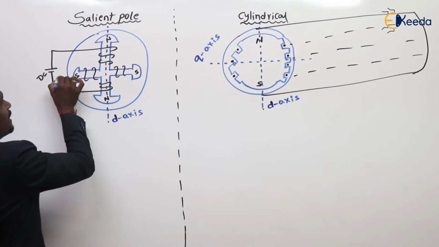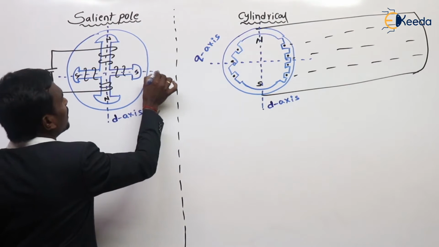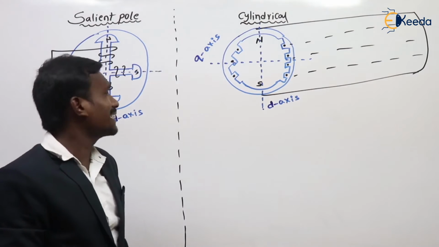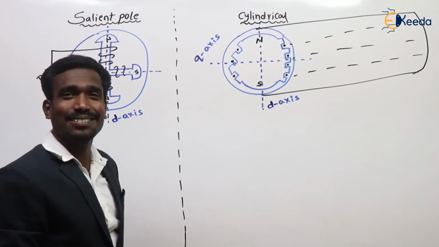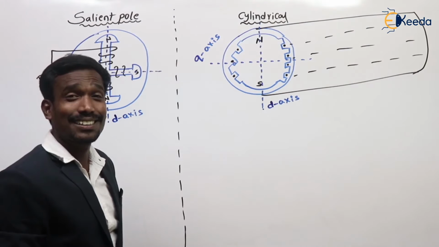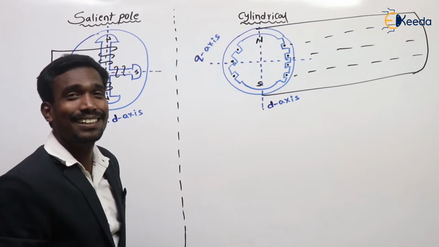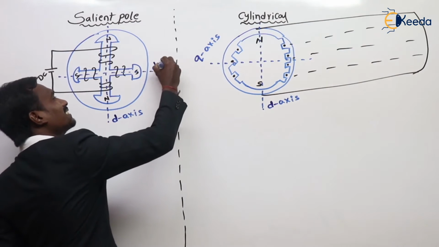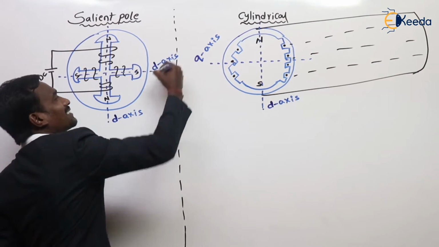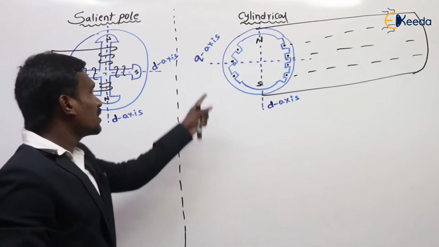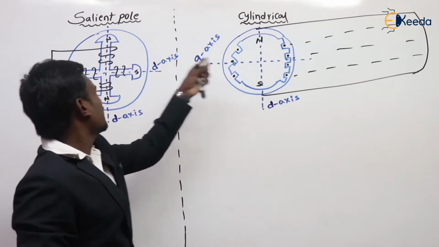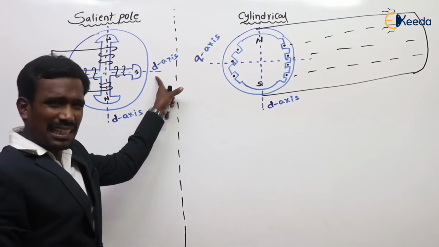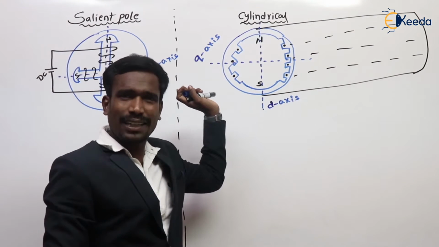Now tell me, is this the D axis or Q axis? Sir, Q axis? Sir, D axis? Which is the correct answer? Yeah, give me the answer. No. This is not a Q axis. This is also a D axis. Sir, how? Sir, when this is a Q axis, then this also should be a Q axis. Did I say it like that?